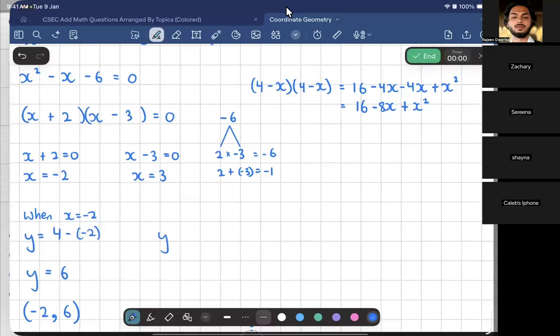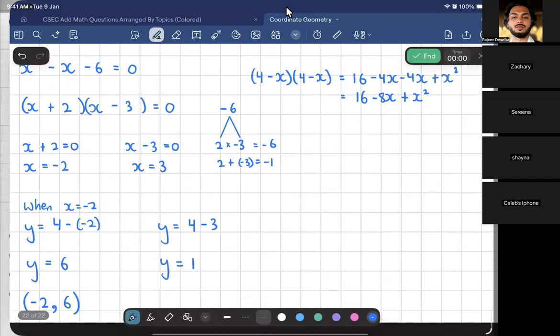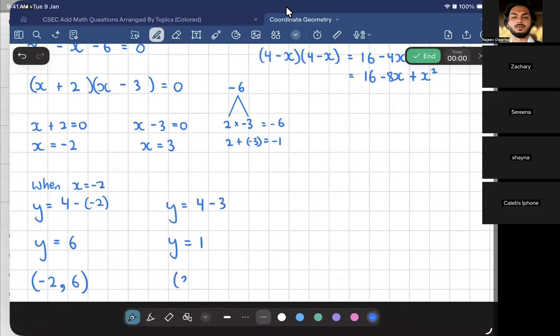Right? Then I would say y is equal to 4 minus 3, so it's equal to 1. So the point will be 3 comma 1.